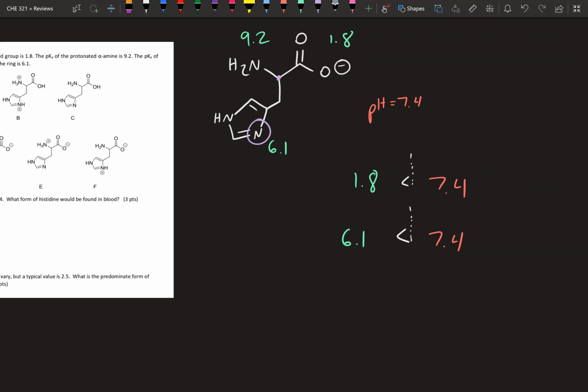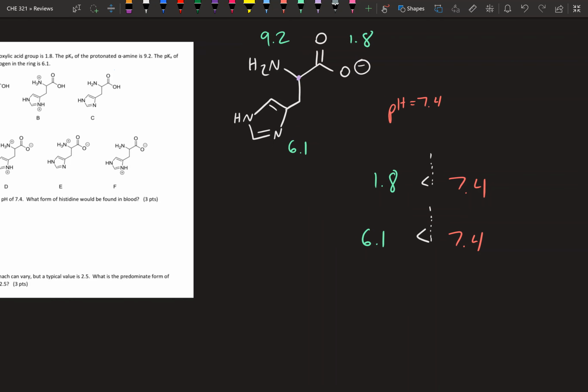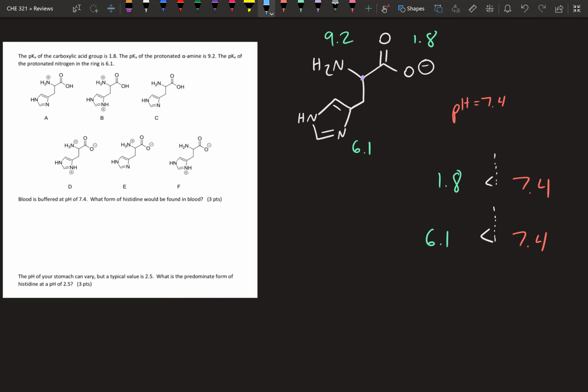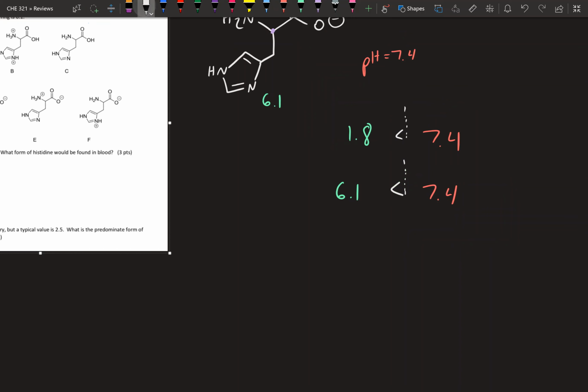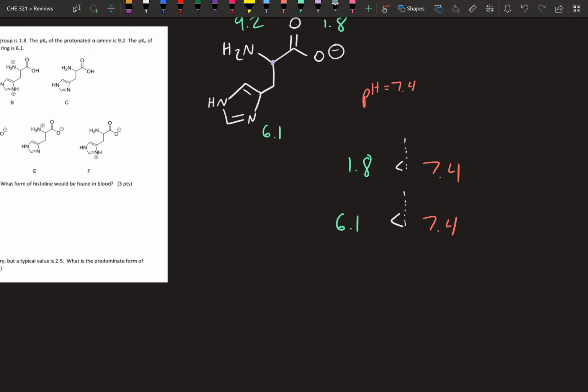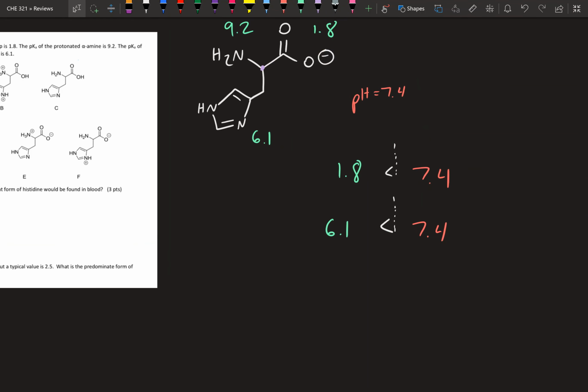Okay, so we can leave the nitrogen as is. It's already deprotonated. The protonated state of that nitrogen would look like that. And so to deprotonate it, it would be that. Right, so that's great for that one. And let's look at our last functional group. It's got a pKa of 9.2 versus 7.4.